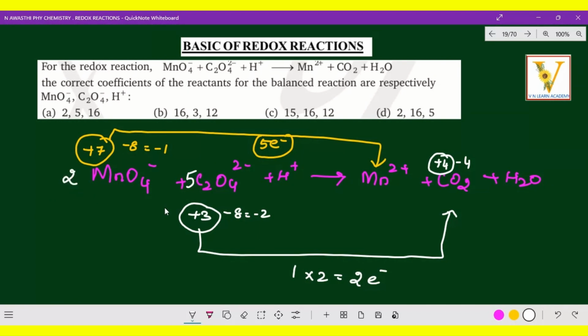Now we have to balance oxygen and hydrogen, that is, the water molecules. How many oxygens are there? 4 oxygens, but how many moles? Here 2, so 2 fours are 8. How many oxygens there are, that many water molecules. Please remember, that means 8 water molecules. How many hydrogens are there, that many H plus ions, so that means here 16. Got it? So how many oxygens, that many water molecules, and how many hydrogens, that many H plus ions. So what is the exact coefficient?